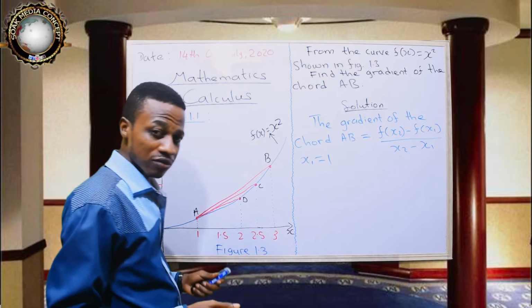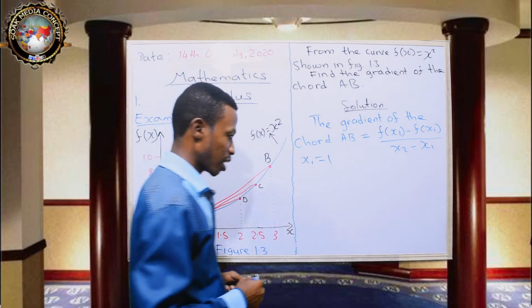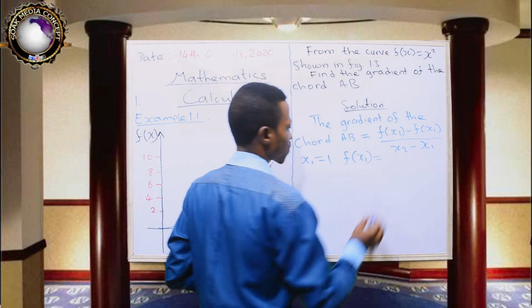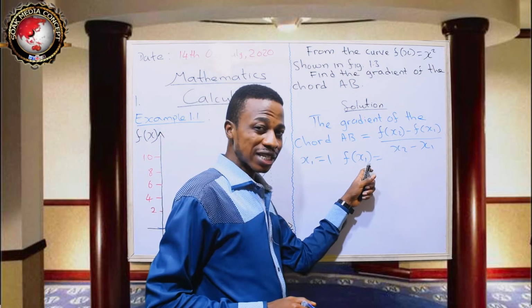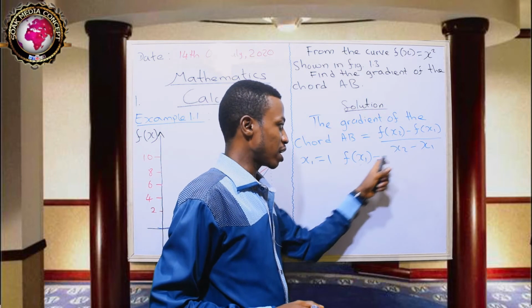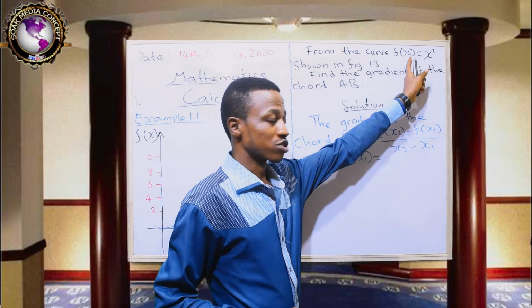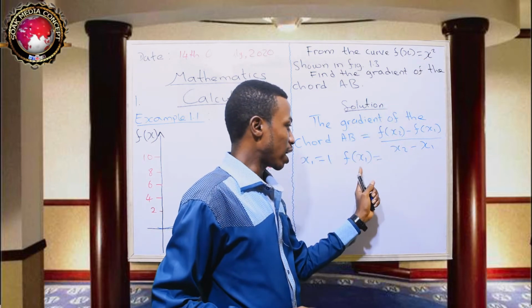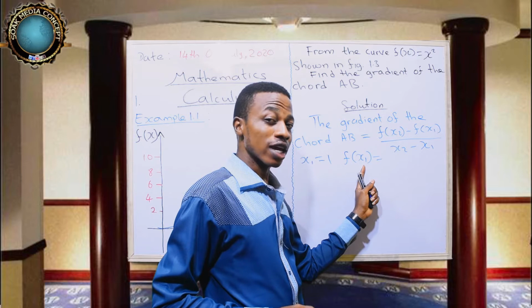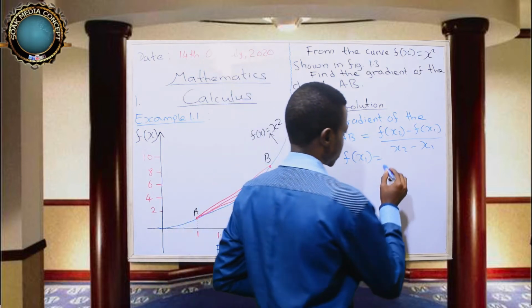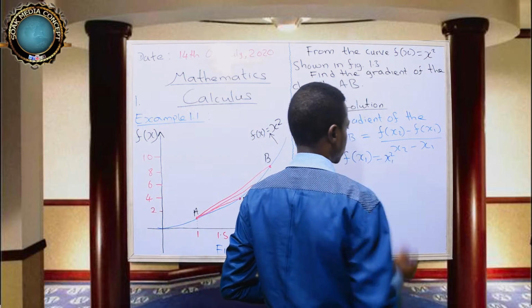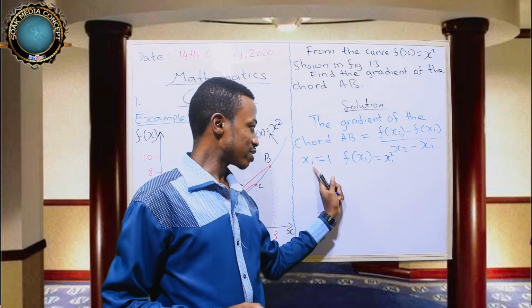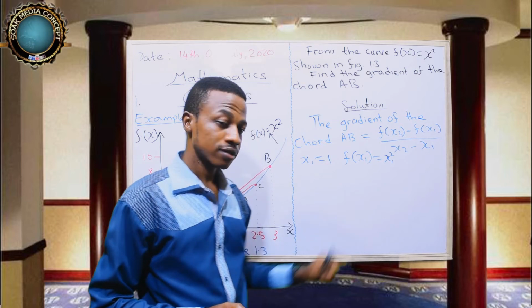So what is our f of x1 going to be? Our f of x1 is going to be x1 squared, with respect to this, f of x is equal to x squared. By comparison, f of x1 is equal to x1 squared. Wherever we now see x1, we're going to put 1.